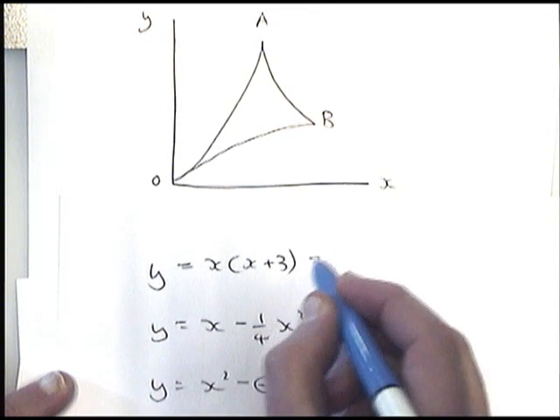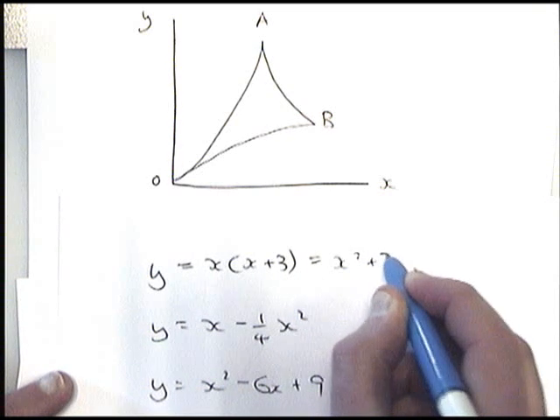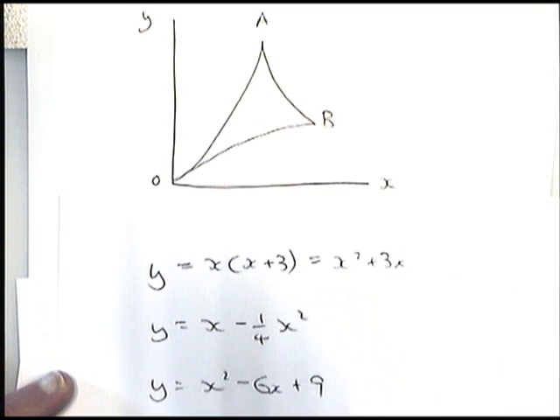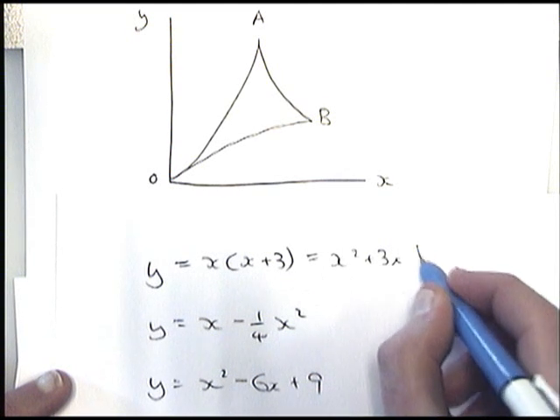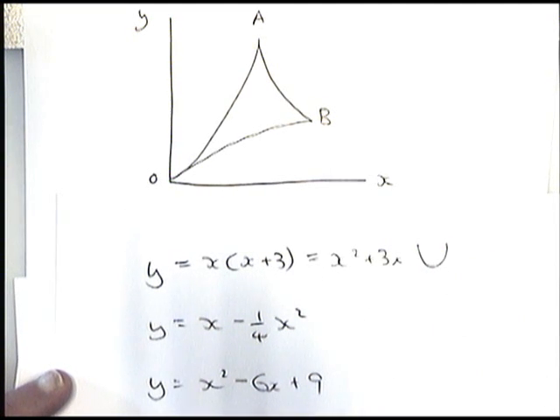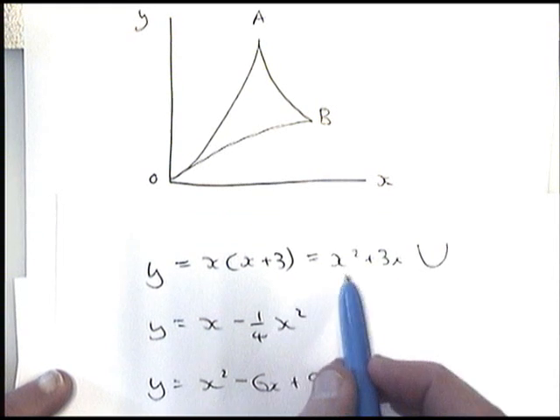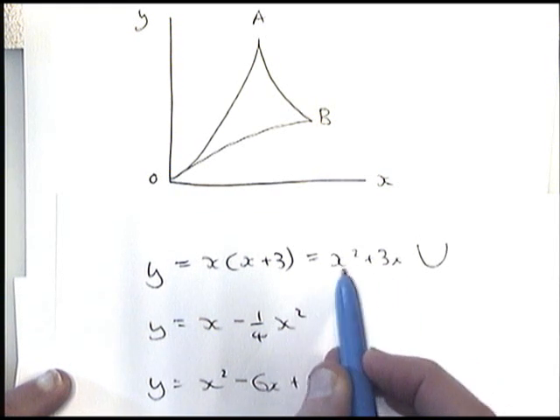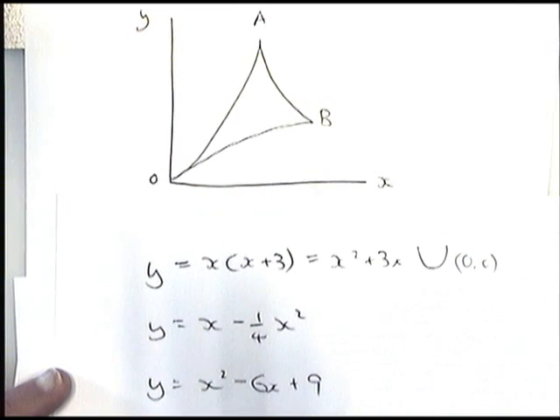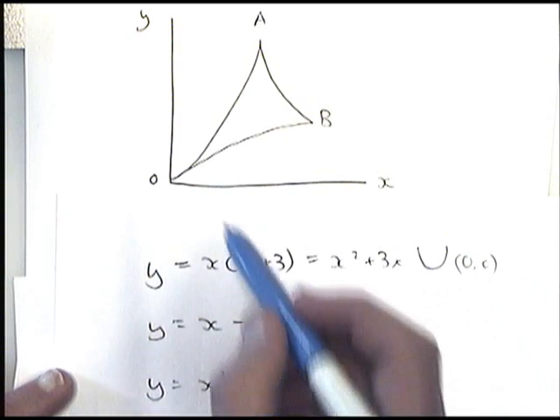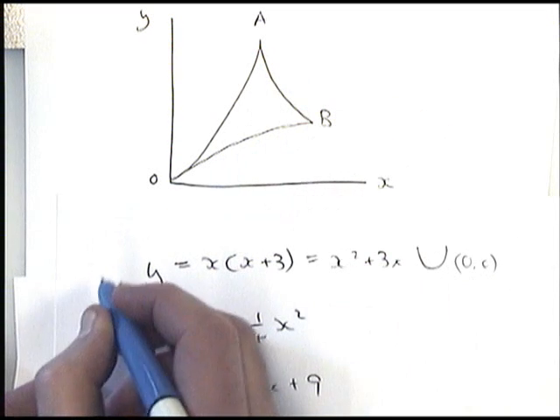This one, if I multiply the brackets out, I will get x squared plus 3x. It's a quadratic equation with a positive x squared, so it will look like that. It's that sort of shape. And when x is 0, the value of this is 0, so we know it goes through the origin. So it's a happy one going through the origin. That has got to be the curve OA.